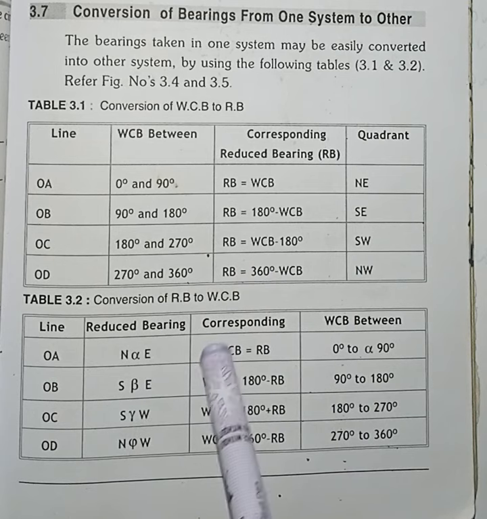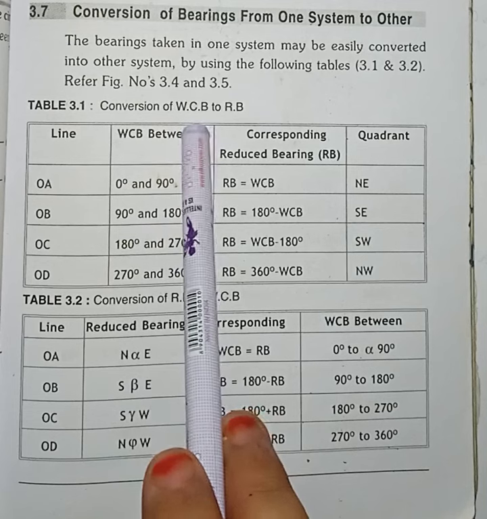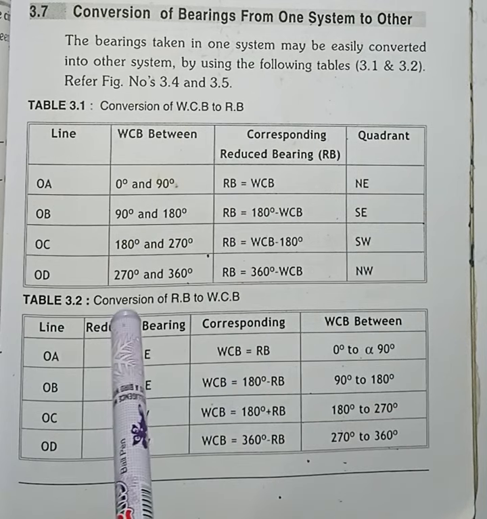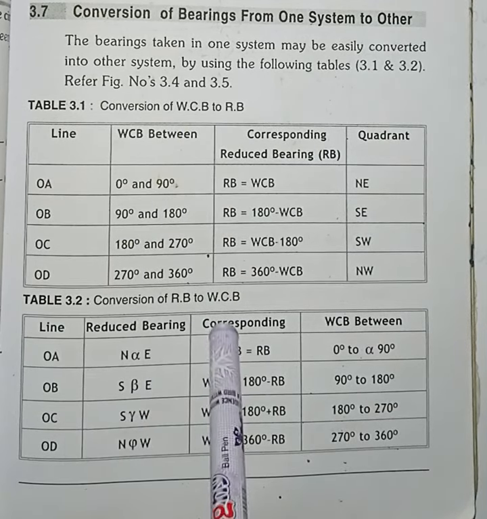So these are the conversions. Conversion of whole circle bearing to reduced bearing. Next, conversion of reduced bearing to whole circle bearing.